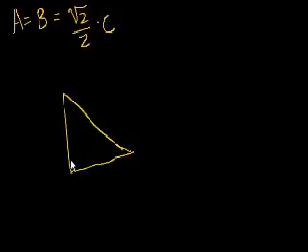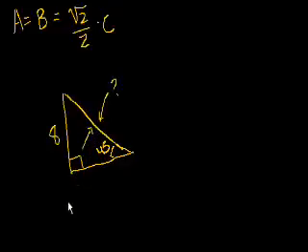So if I were to give you a right triangle, and I were to tell you that this angle is 90, and this angle is 45, and that this side is, let's say, 8, I want to figure out what this side is. Well, first of all, let's figure out which side is the hypotenuse. The hypotenuse is the side opposite the right angle. So we're trying to figure out the hypotenuse. Let's call the hypotenuse C.